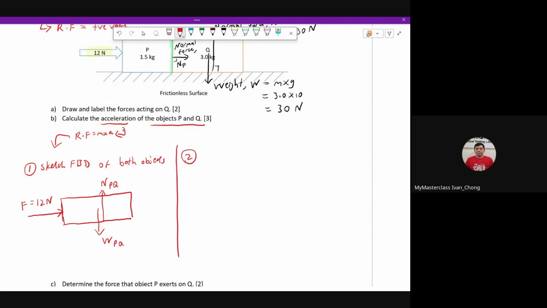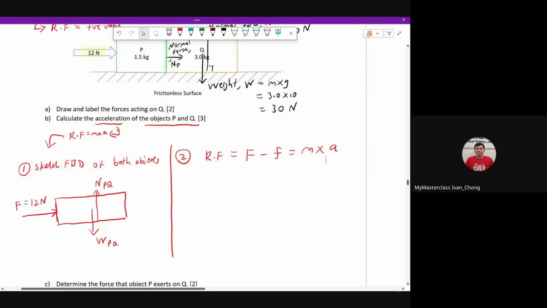Step number two, you want to form your equation. Now, because we are moving to the right and left, we'll take big F minus small f equals m times a. This is our equation. So now what we need to do is put in the numbers. What is big F? Big F is 12. What is small f? There's no friction, so this is 0.